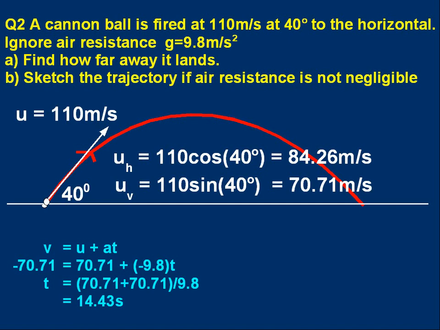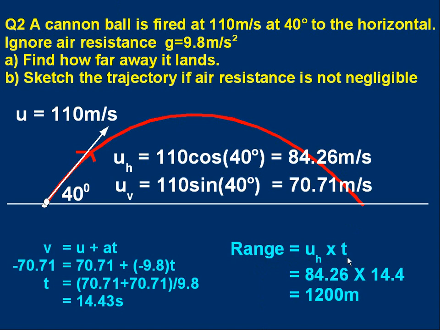We were asked to find how far away it lands, the range. Let's do that. In the horizontal direction, the range is simply distance is speed times time. It's a steady speed of 84.26 meters per second for a time of 14.43 seconds. Stick the numbers in, round the answer probably to 2 significant figures, same as the data supplied, 1200 meters.